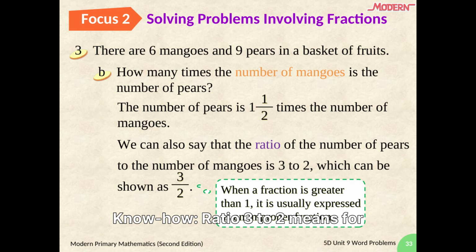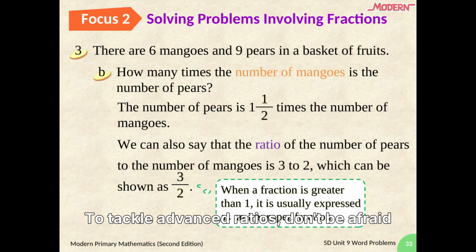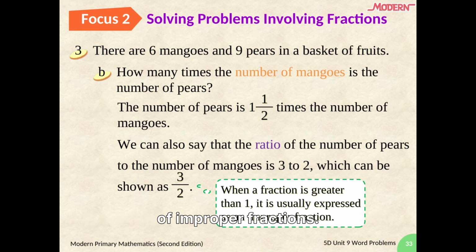Know how? Ratio 3 to 2 means for every 2 mangoes, there are 3 pears. It's a simple recipe for our fruit basket. Fractions make it easy to see. To tackle advanced ratios, don't be afraid of improper fractions. They are the standard way to show a larger to smaller relationship. 3 over 2 is perfect. We've spent 15 slides on fruit, and you're now a ratio expert.